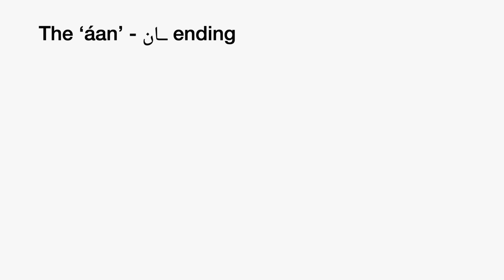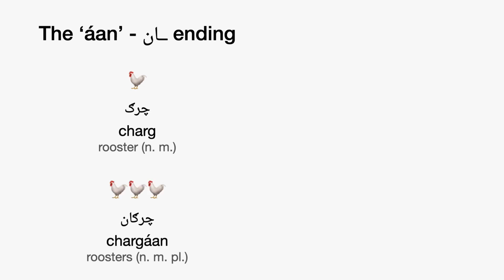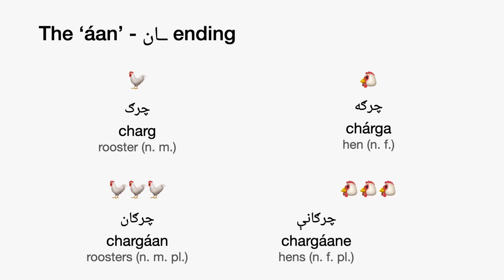Let's look at some other examples of how we might use the an ending. Cerg, if we have a male chicken or a rooster. Well, it's an animate, living thing, so we can just add the an ending on the end there, cergan, for roosters, or male chickens. If it's a female chicken, a hen, then it's a cerga. So we can either say cergani for hens or cergi. Again, one is just using the an ending, and the other one is using the inflected form.